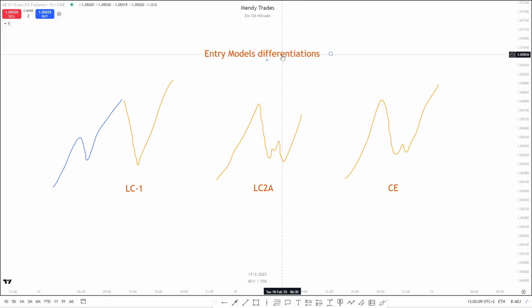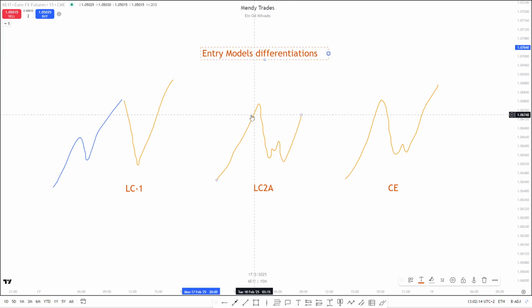Before you even look for an entry model, you need to have a very good and highly probable POI. That's the first step, the mitigation of the POI. But let's say you have your POI. Now, which model should you look for?